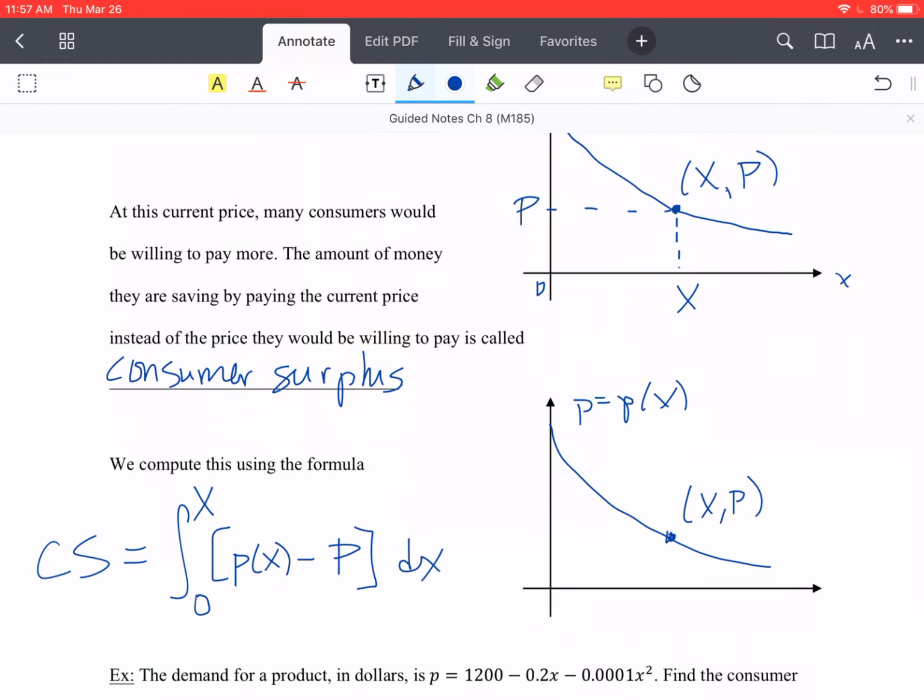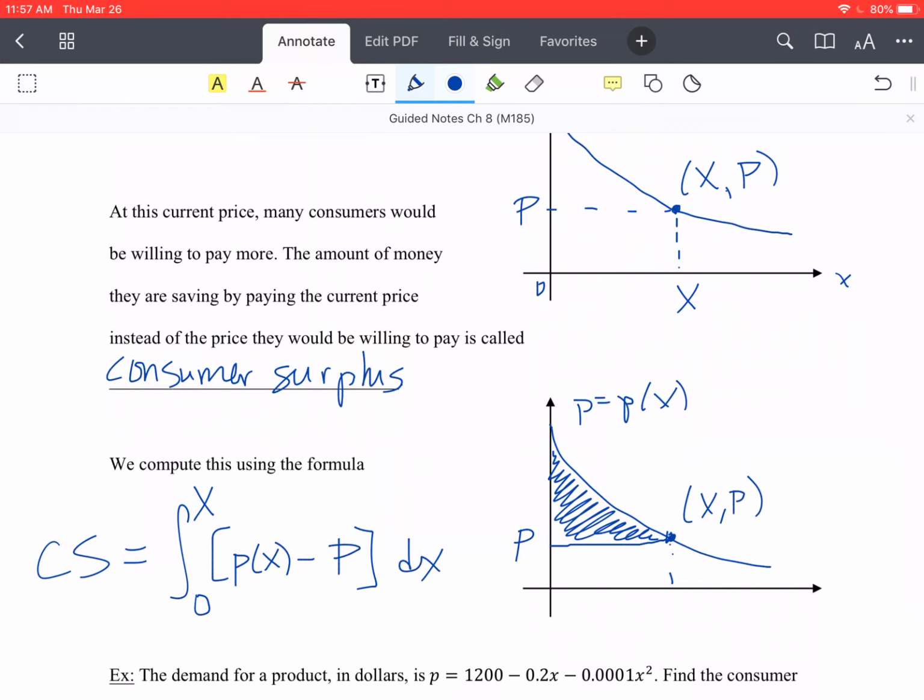What this is telling us is the amount of money that they are willing to spend is the entire area underneath the demand curve. Okay? The entire area underneath the demand curve. But what they're currently paying is just at the value of p. So that's right here. So that's p. That's what they're currently paying. Okay? But they would be willing to pay all of these prices up here.